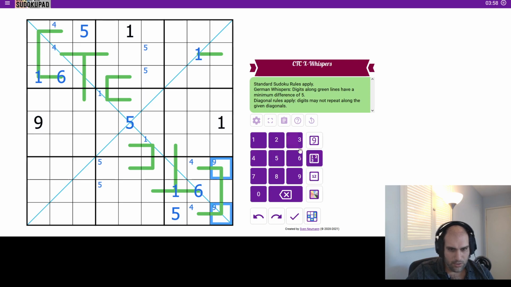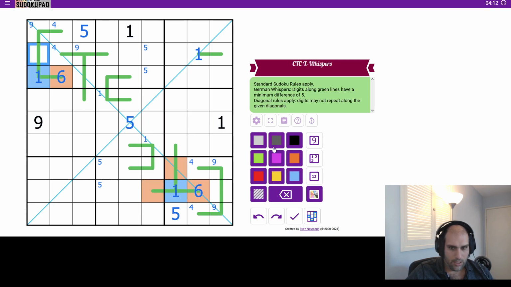So I need a 9 here to go with the 4. And 9 here to go with the 4. I can color some lows and highs in here now. High, low, high, high, high. Oh, so this can't be a 9 because that's a low. So this is 4, 9, low, high, low. This is low, low, high.